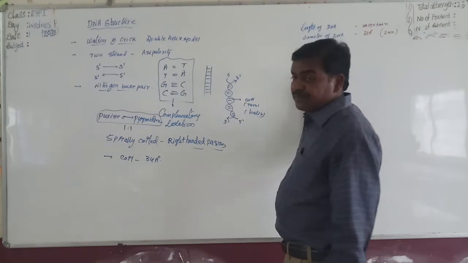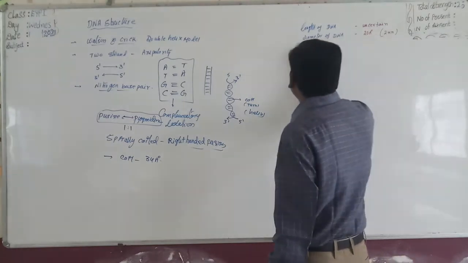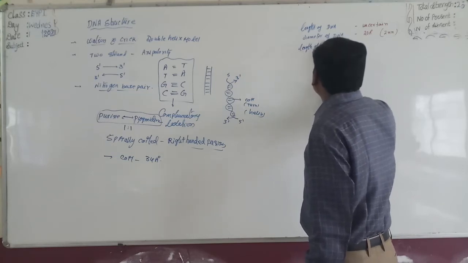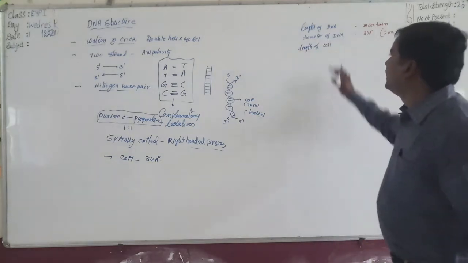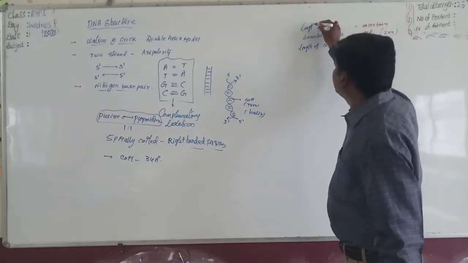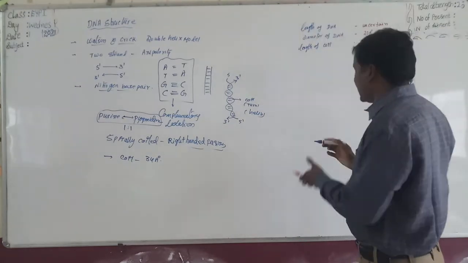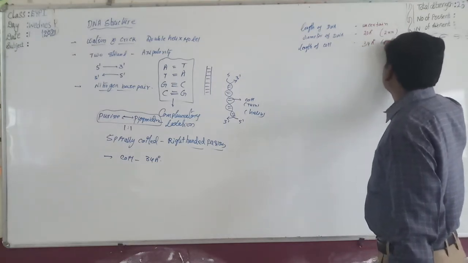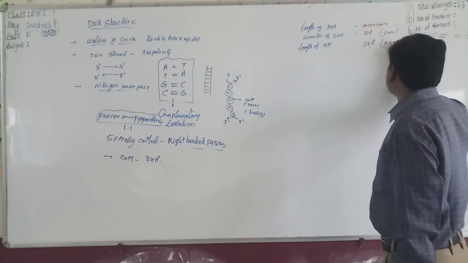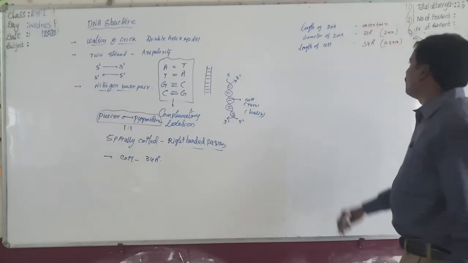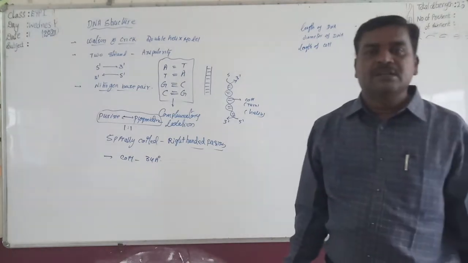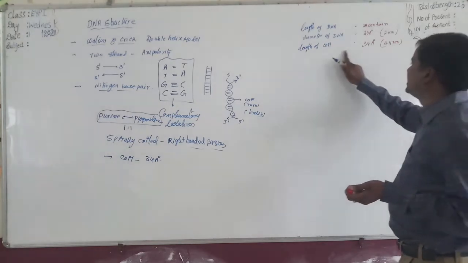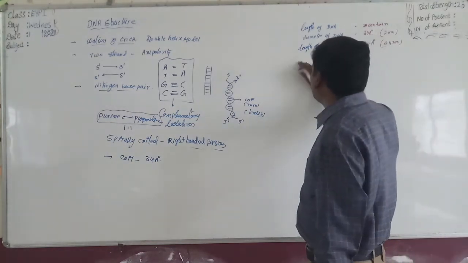Now coming to information for one coil. Length of coil. This is 34 angstroms. 34 angstroms in nanometers is 3.4 nanometers. 1 nanometer is equal to 1 billionth part of a meter, that is 10 power minus 9 meters. And length of coil is 34 angstroms.